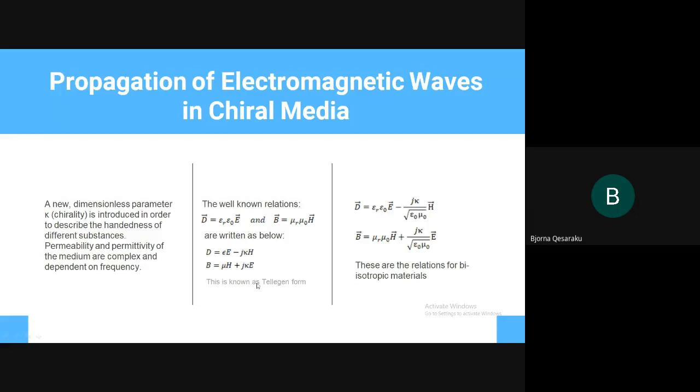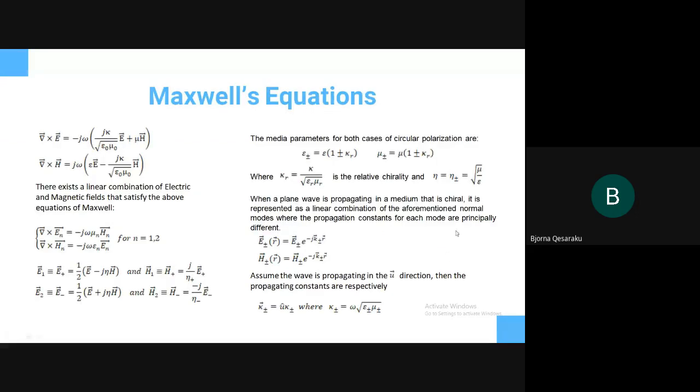And using the Tellegen form, I actually found these equations in the book that you suggested, the Orfanidis book. This is known as the Tellegen form, and we can express them like this, and these are the relations for bi-isotropic materials, otherwise known as chiral materials. These equations seem okay. So we have here the Maxwell equations.